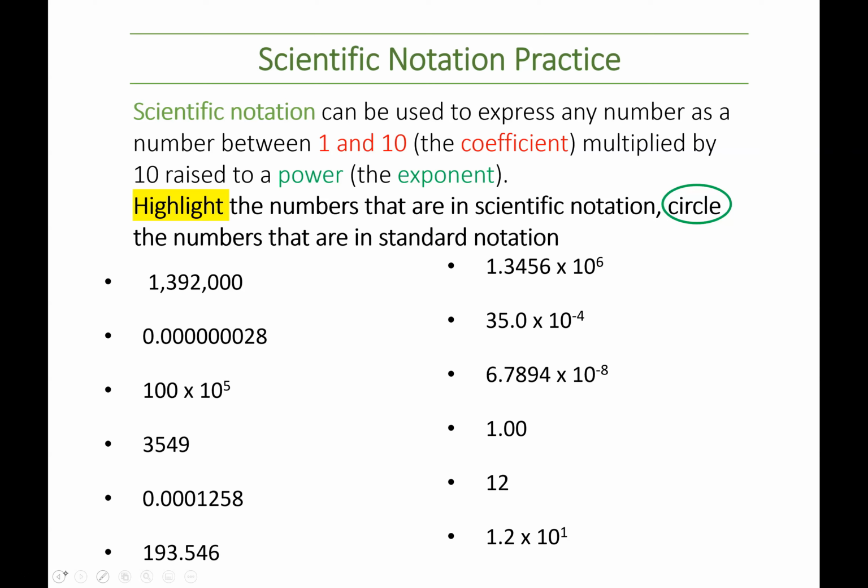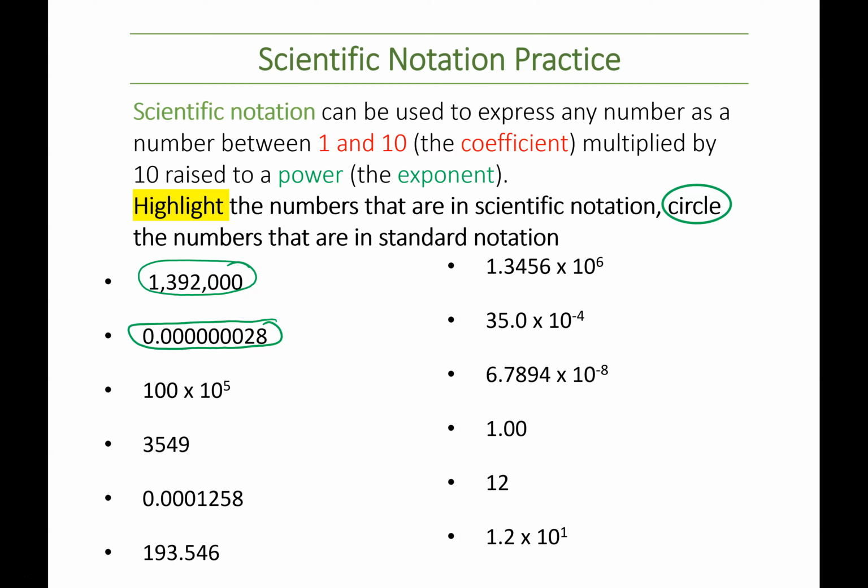All right, our first number is 1,392,000. That number is greater than 10. There is no times 10 and there's no exponent. So this number must be standard notation. So we're going to circle it. The next number is 0.000000028. That's not a number between 1 and 10. There's no times 10 and there's no exponent. So this again must be a standard notation number. So we're going to circle that one as well.